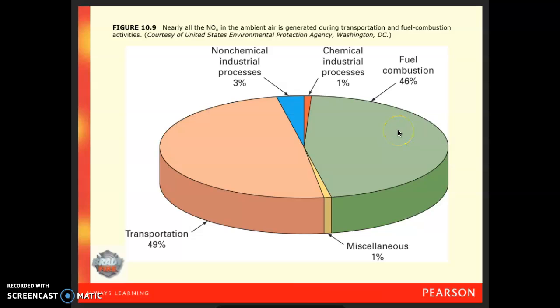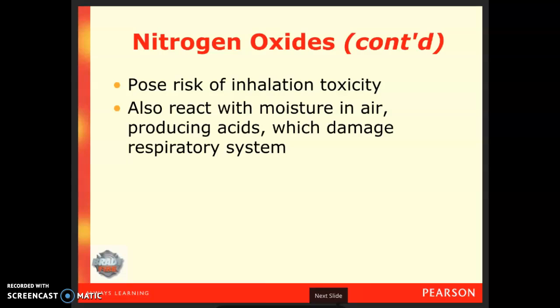So the burning of different types of fuels to create different types of processes, whether it be electricity or heating one's home, or any number of things. The remaining 5% or so come from industry, and just from kind of everything else. But the majority of the NOx gases that we have come from the transportation and fuel combustion kinds of processes. Now, the primary hazards associated with these, obviously, since they are gases, inhalation toxicity is going to be the biggest culprit and the biggest thing that you have to watch out for.